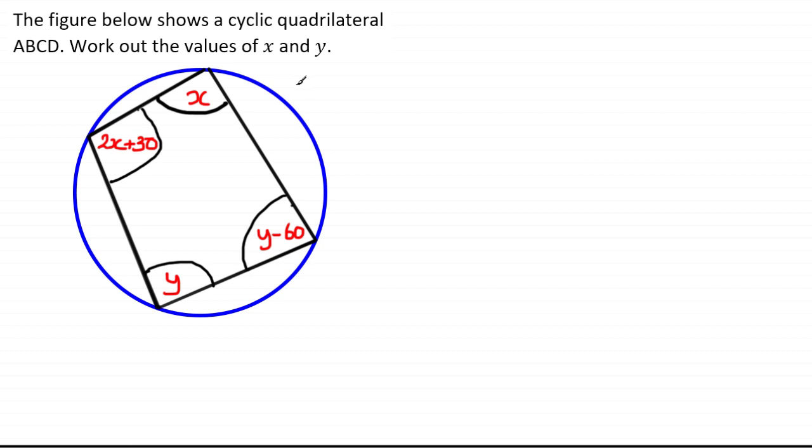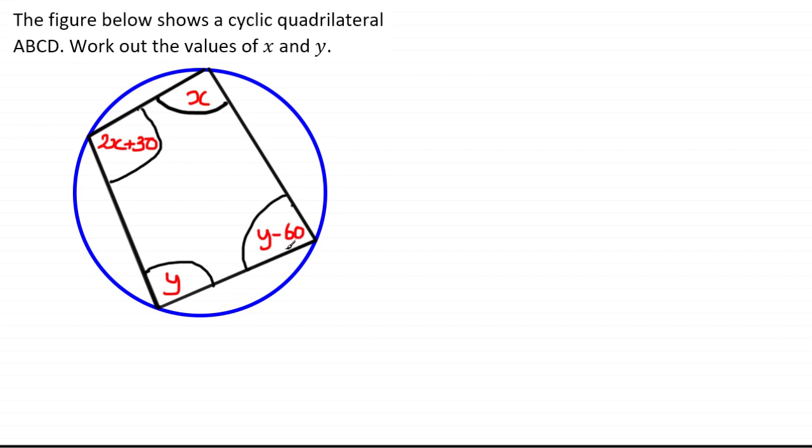Just quickly, you might be wanting to carry on with this one, but for those out there who don't know anything about cyclic quadrilaterals, what do you know about the opposite angles, the x and the y, the 2x plus 30 and the y minus 60? Anybody? Just enter. What do you know about the opposite angles? Okay, the x and the y and the 2x plus 30 and the y minus 60.